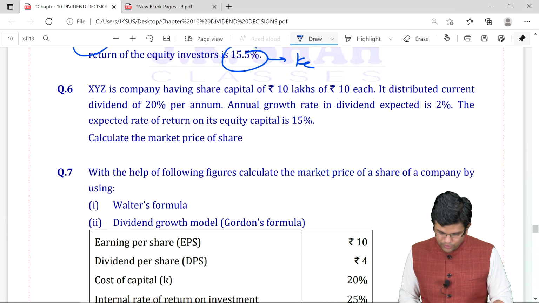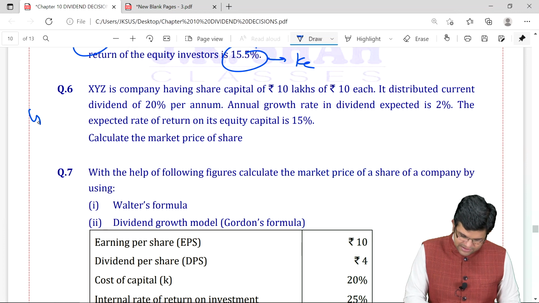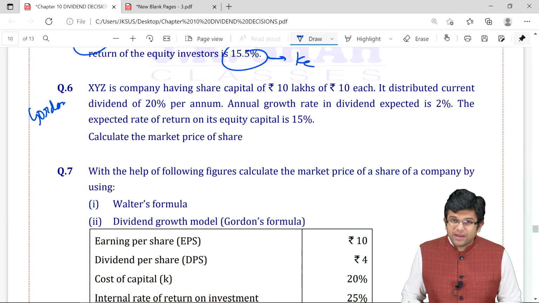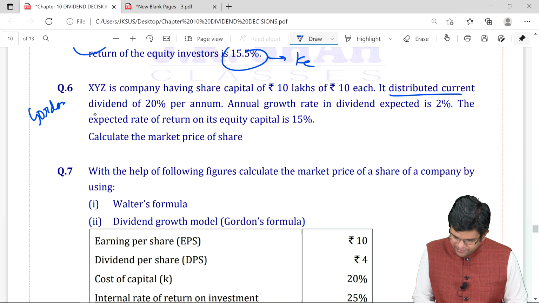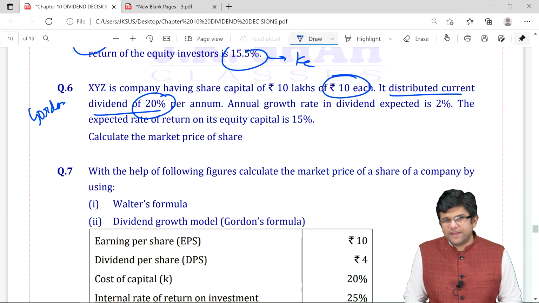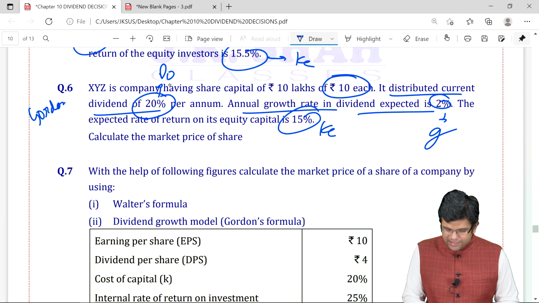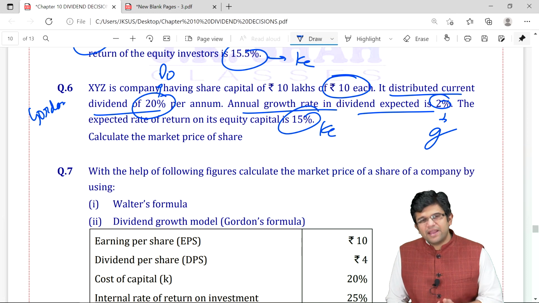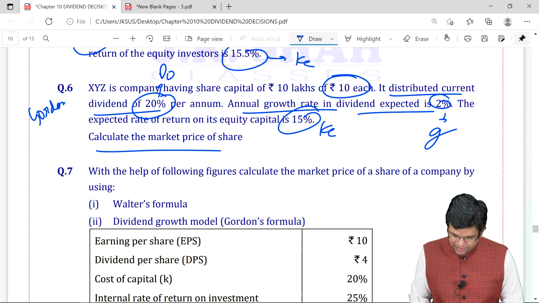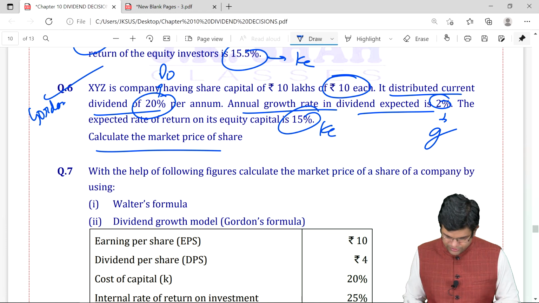Moving on children to question number 6. Question number 6 is again a Gordon's model. Here they are saying it has distributed current dividend of 20%. Children, they have given the face value, 20% of it you will get the D0. They are saying the growth rate is 2%, K is 15%. D0 plus growth rate will give you D1, K is there, G is there. You can easily find out the value of equity using Gordon. This is question number 6.